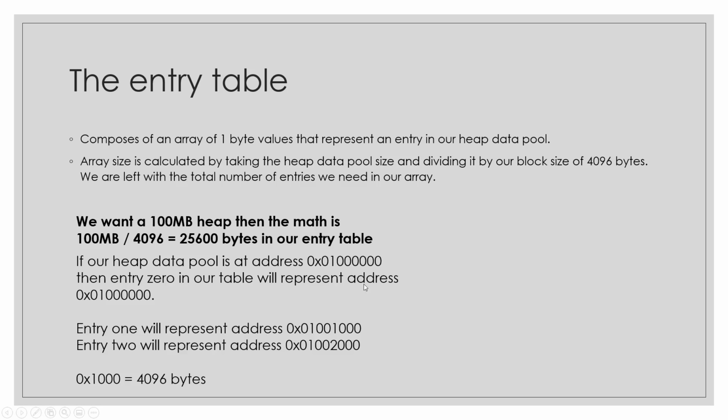If our heap data pool is at this address, then entry 0 in our table will represent the same address, this address here, 0x0100 and so on. Entry 0 in our table will represent that address. Entry 1 will represent the same address plus 4096 bytes. Entry 2 will represent entry 1's address plus 4096 bytes. So you can see how each entry is in charge of a 4096 block chunk.